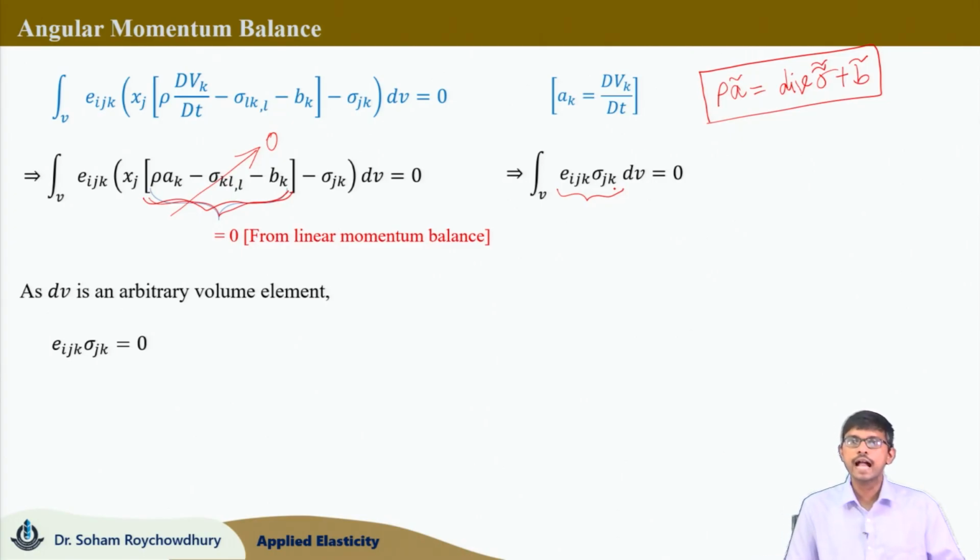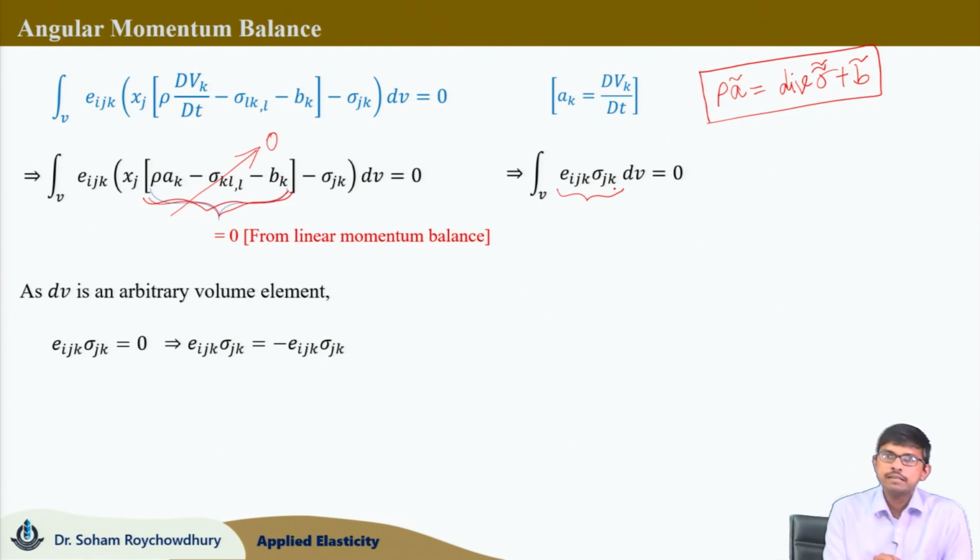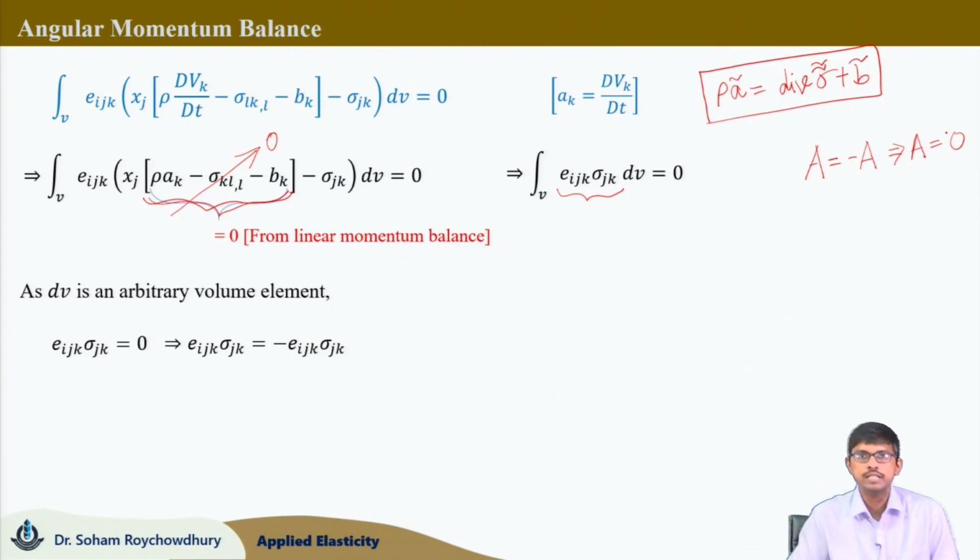Now, if this element is 0, we can write that this element is the same as minus of that element. If we are able to write A equals minus A, that implies A equals 0, because 2A is 0 and then A should be 0. So, the same thing we are trying to write here. So, ε_ijk σ_jk equals minus of ε_ijk σ_jk.